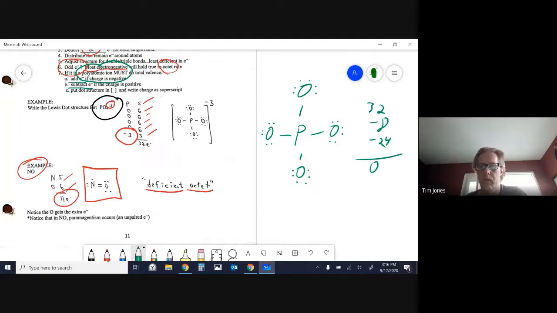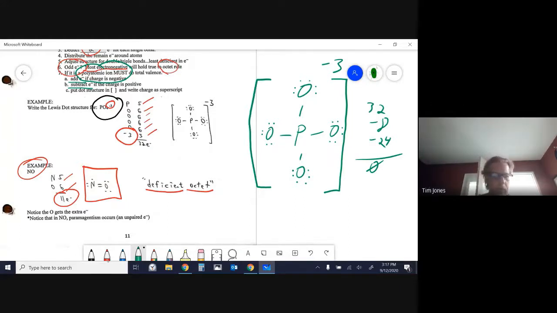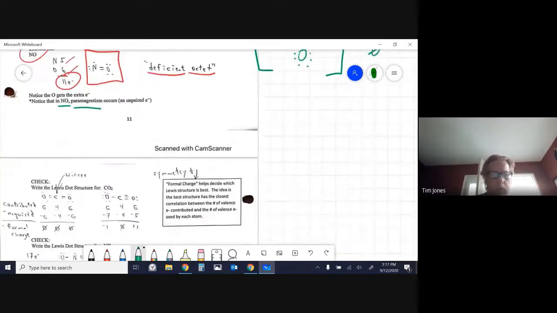And if you work out the math, we're now done. It works out really nice, makes sense. Put this in brackets to show that the entire thing has an extra 3 electrons, which matches what we have. Now this concept here that NO has paramagnetism, we'll cover that more in a future lesson. Right now we don't really need to deal with that. To the next page.